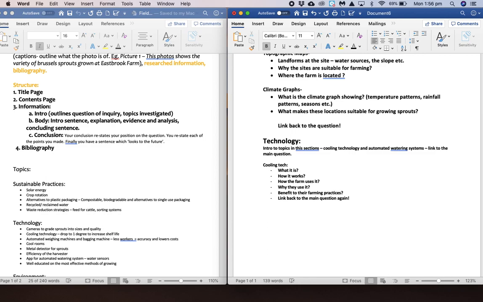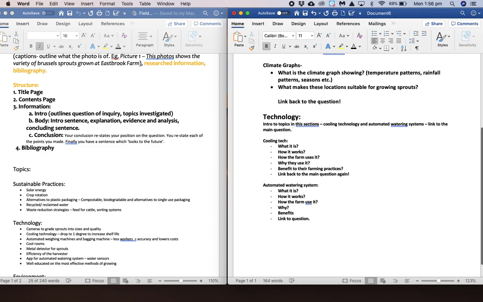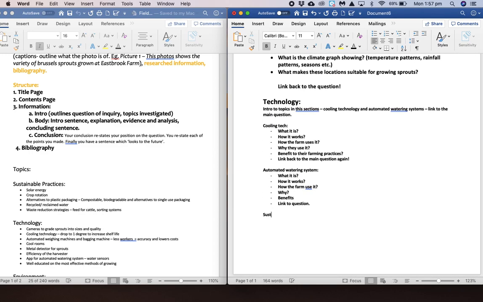You're going to follow a similar formula for each of these things in this section. So for the automated watering system, again, we're going to look at what it is, how it works, how the farm uses it, why, benefits, and link to the question again. Now you're going to do the same thing when you get to sustainable practices as well.